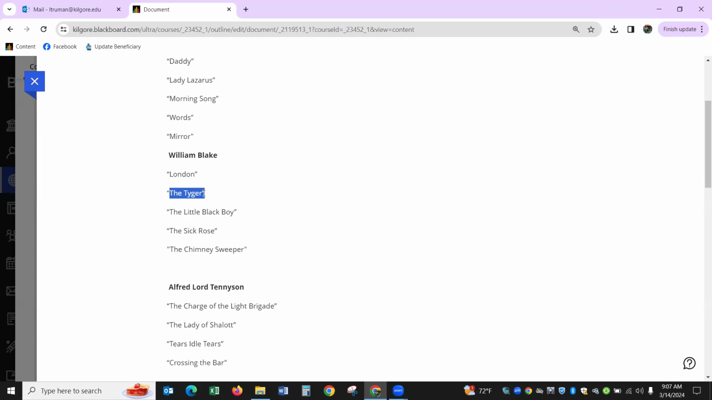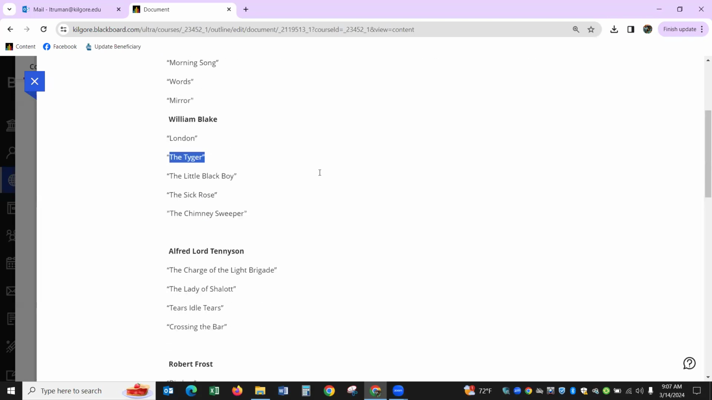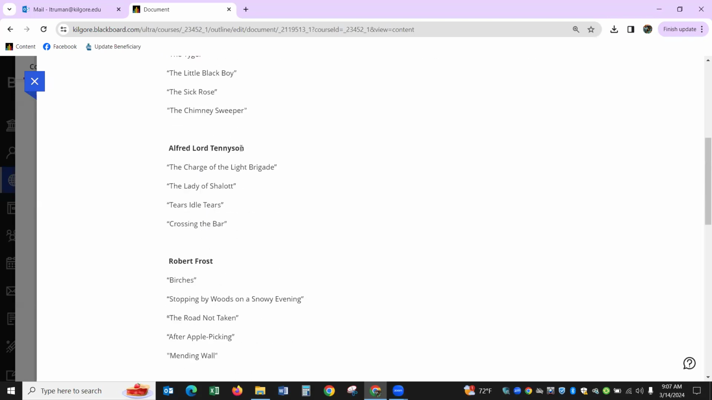The Lamb was about Jesus. The Tiger is about the devil. Alfred Lord Tennyson, of course, a famous author. If you've seen the movie The Blind Side about Michael Oher, you remember that Tim McGraw's character, who plays his adopted dad, helps him with his senior project, and The Charge of the Light Brigade is one of those poems.